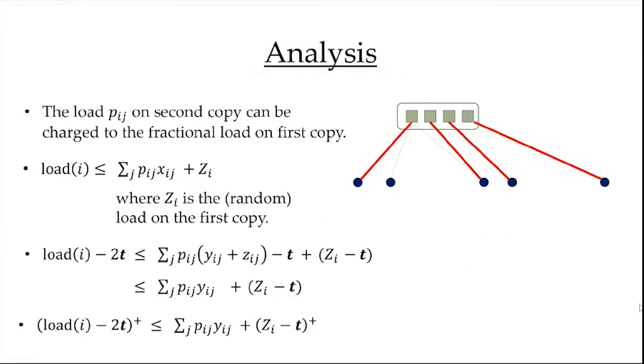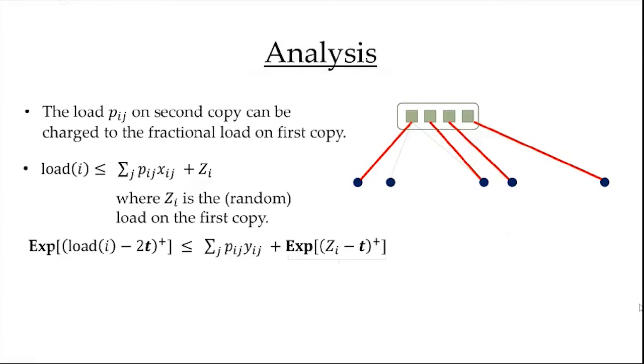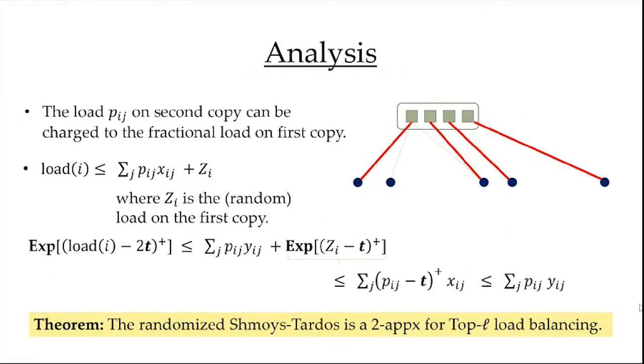So if I look at the positive part, I get the positive part of Zi minus t. So what's the expectation of this? Well, again, I'm going to use it as a random matching. So for every job, the probability that job j goes on this copy is at most Xij. So Zi is a random variable which takes Pij with probability Xij. So this thing becomes at most the positive part of Pij minus t, times Xij. But now I'm going to use the valid inequality that I had, that Pij Yij is at least the positive part of Pij minus t, times Xij. So I get another Pij Yij, which is two times the other. And that's it. So this was the technical part.